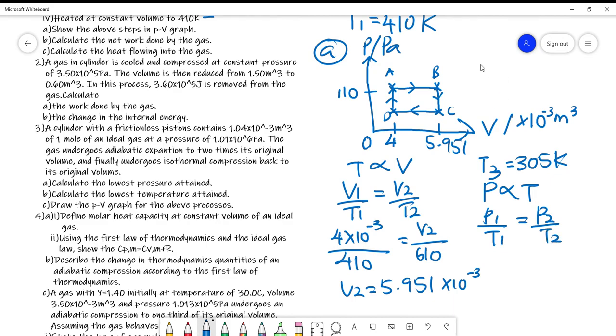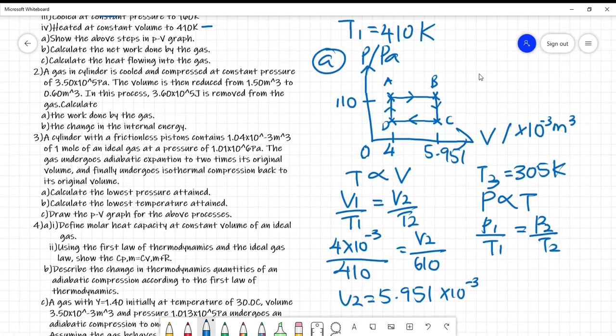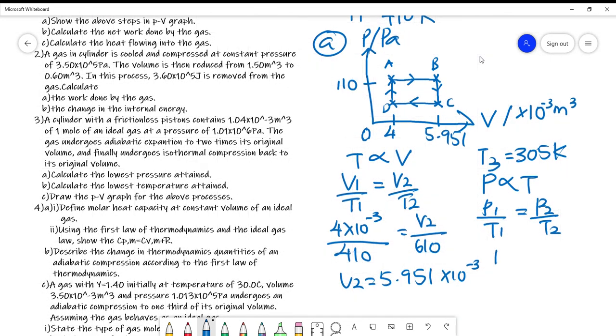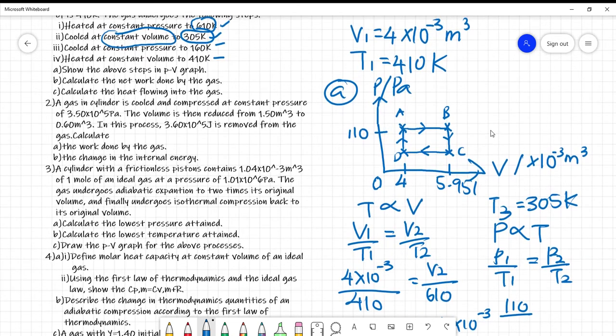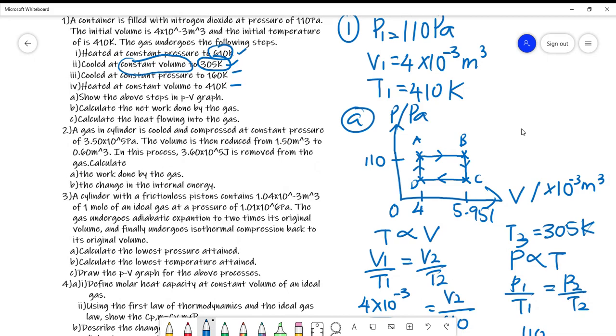So what will be my pressure? My pressure at initial state should be 110, since the process is from B to C in the second process. So what will be my initial temperature? My initial temperature should be the temperature at point B, so my initial temperature becomes 610.